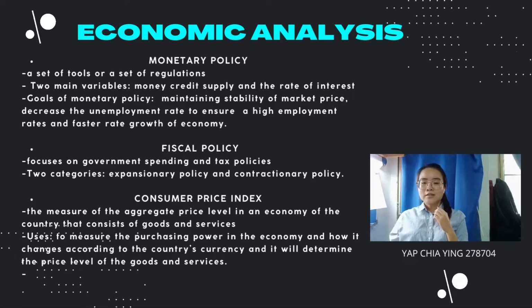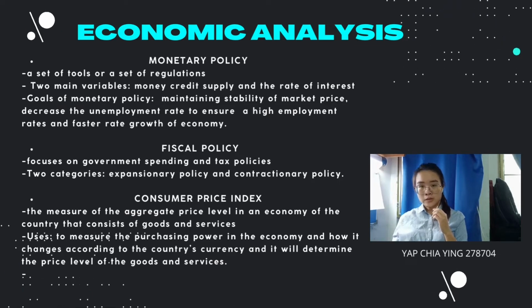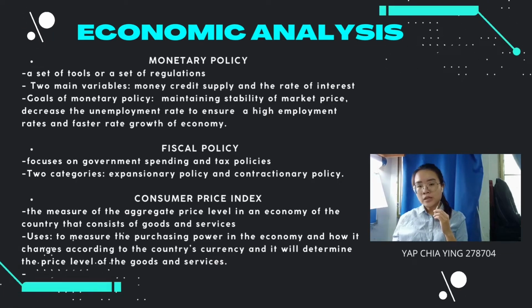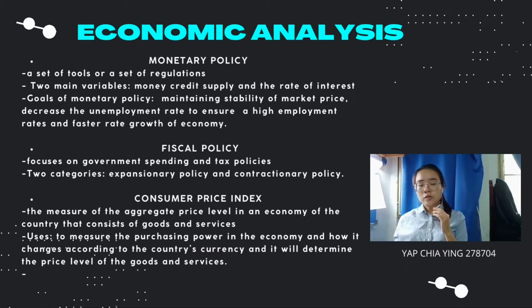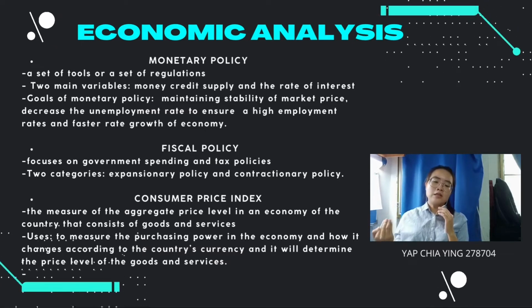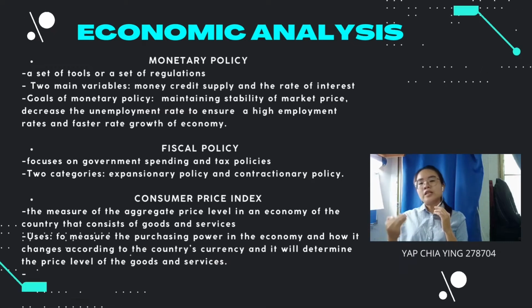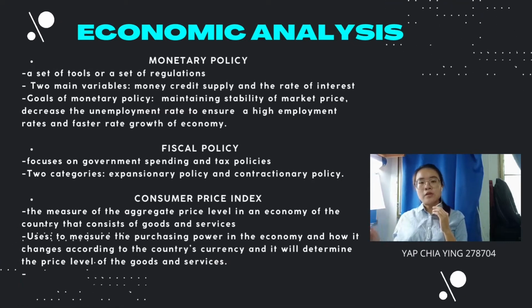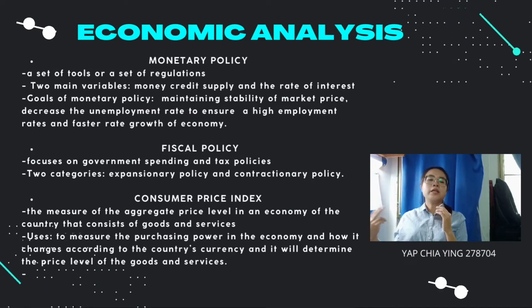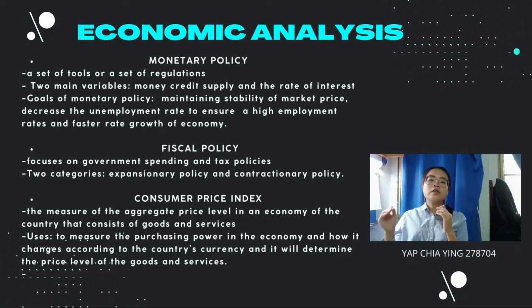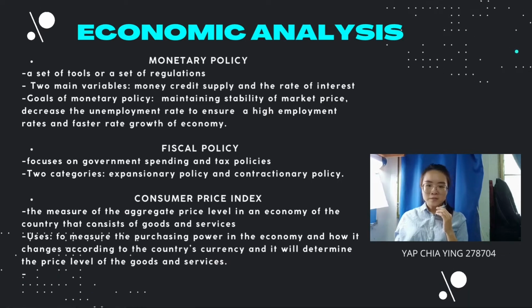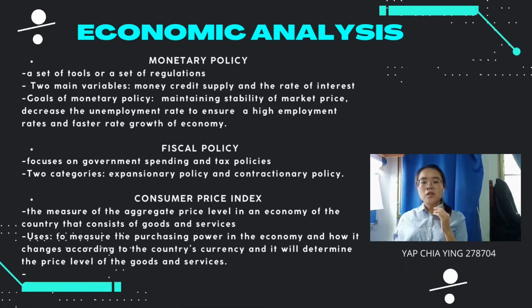The second factor for economic analysis is fiscal policy. Fiscal policy is a policy that focuses on government spending and tax policies. Fiscal policy has two types, which are expansionary policy and contractionary policy. Expansionary policy is a policy intended to boost economic growth by injecting money into the economy through consumer spending, with different methods, which are direct government deficit spending or increasing the amount of lending to businesses or consumers, and also decreasing the tax rates.